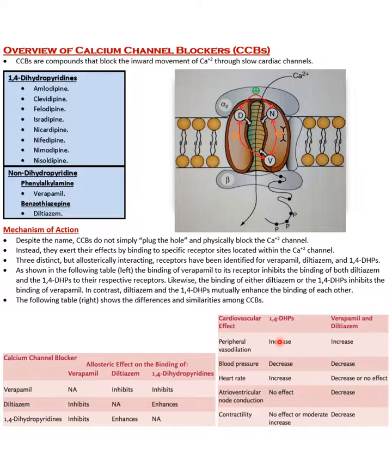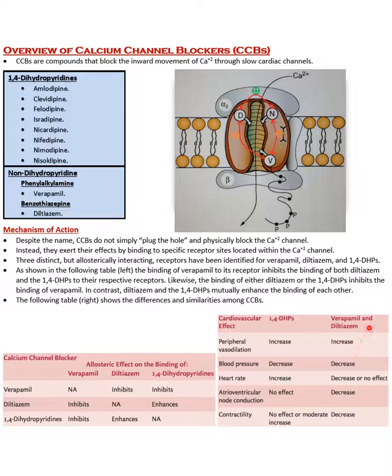So if you administer these products, they cause vasodilation. I mean, the 1,4-dihydropyridines cause vasodilation, and as a reflex of that, the heart tries to work harder to supply the blood and resist the vasodilation effect. So it increases the heart rate and the contraction. And these products do not affect the AV or the SA nodes.